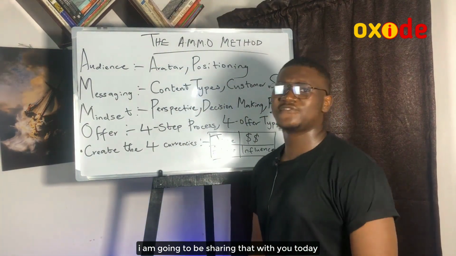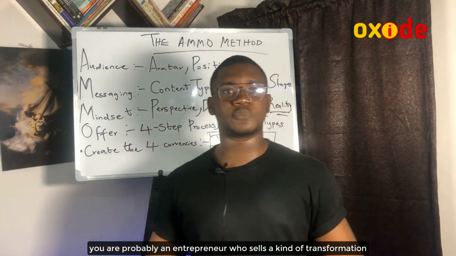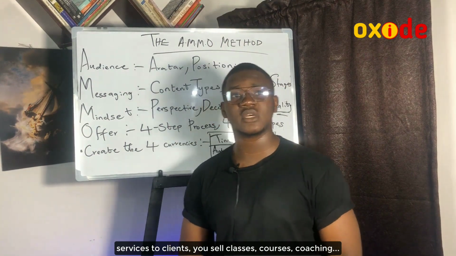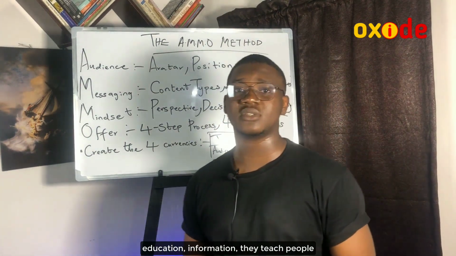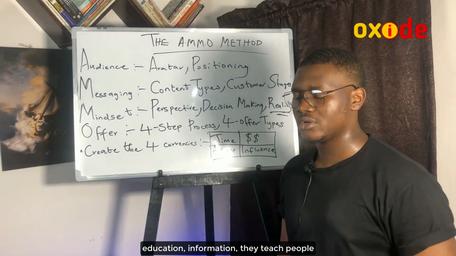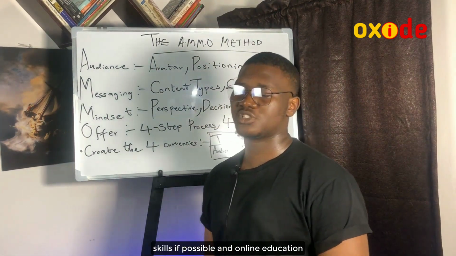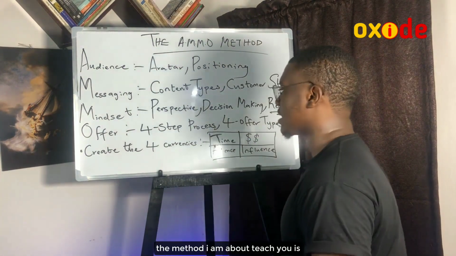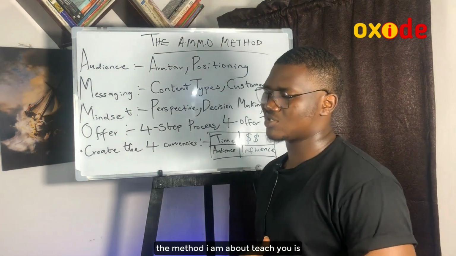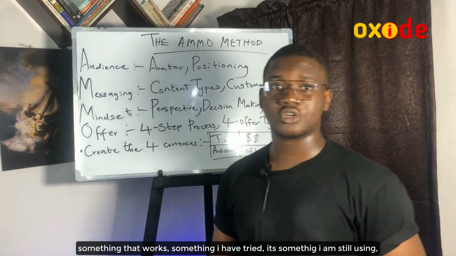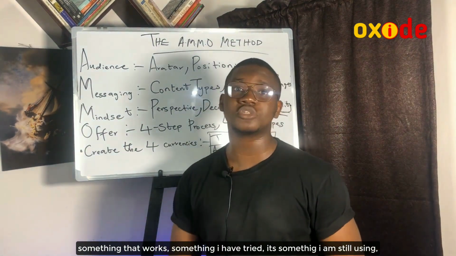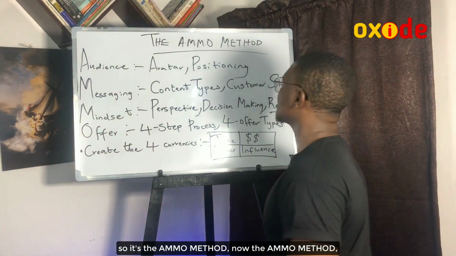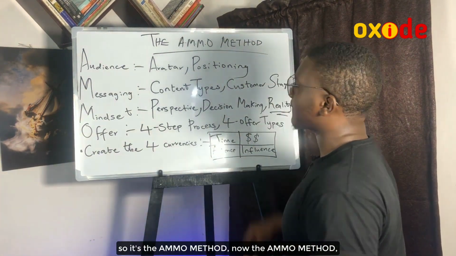Now, if you're watching this video, you're probably an entrepreneur who sells a form of transformation. That means you sell services to clients, classes, courses, coaching, education, information. You teach people skills, and online education. So you sell transformation. Now the method I'm about to teach you is something that works. It's something I've tried and I'm still using. It's my method. I've taught my students and helped people with it. So it's the AMO method.